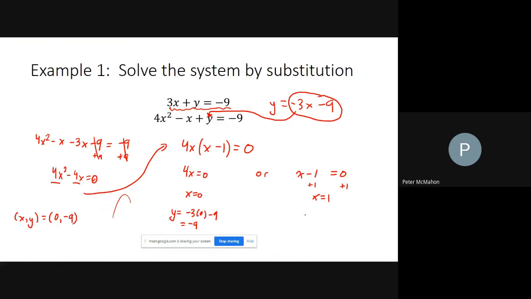And if I plug 1 in over here, y equals negative 3 times 1 minus 9, negative 3 minus 9, which is negative 12. That would be 1, negative 12. So my solution is 0, negative 9, and 1, negative 12. This is how I solve this one by substitution.